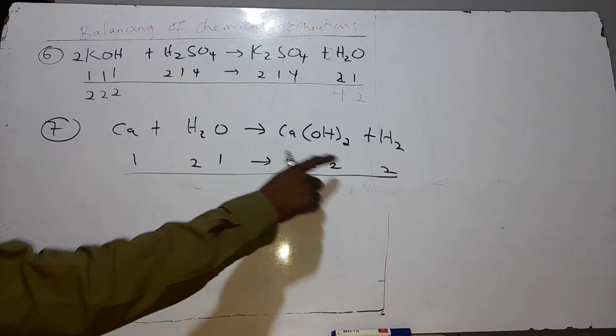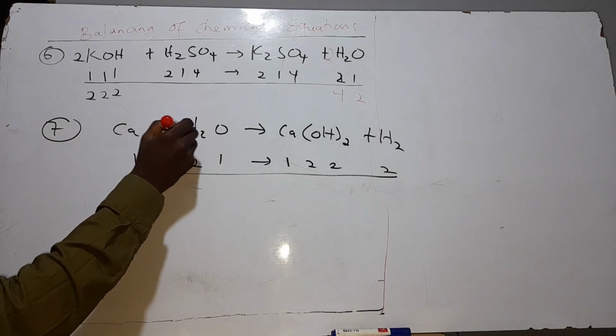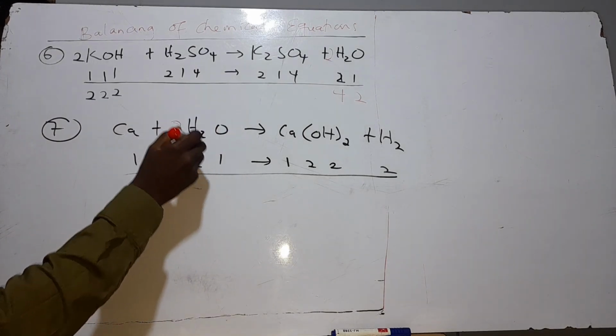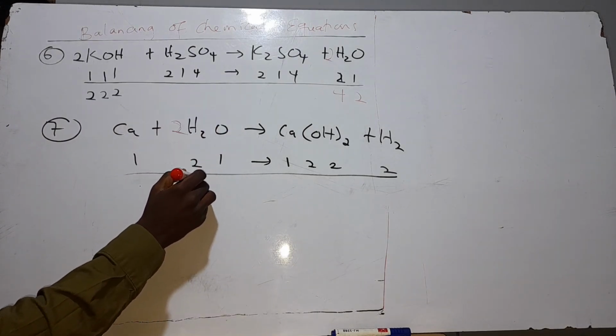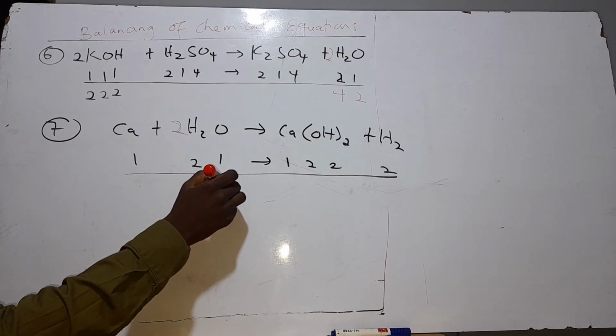So if here is 2 and here is 4, all I do to the 2 to make it 4, I have to introduce 2 to this side of the equation. When I put 2 here, remember it will affect all this one. So now hydrogen has become 4, right? And here oxygen is now 2.